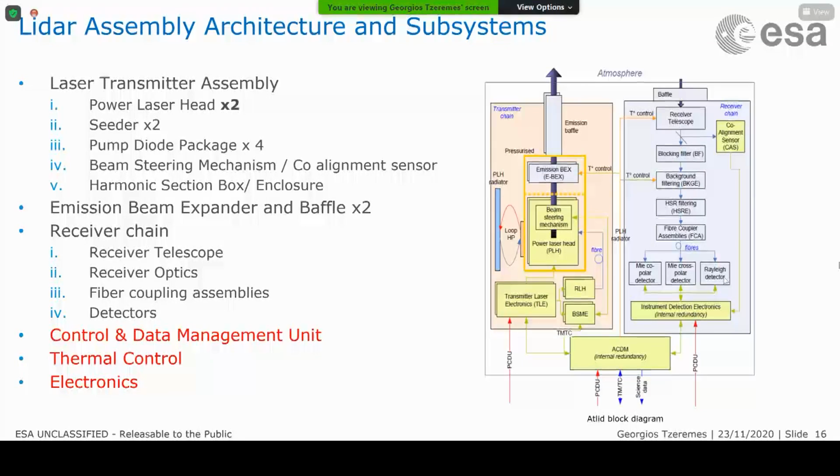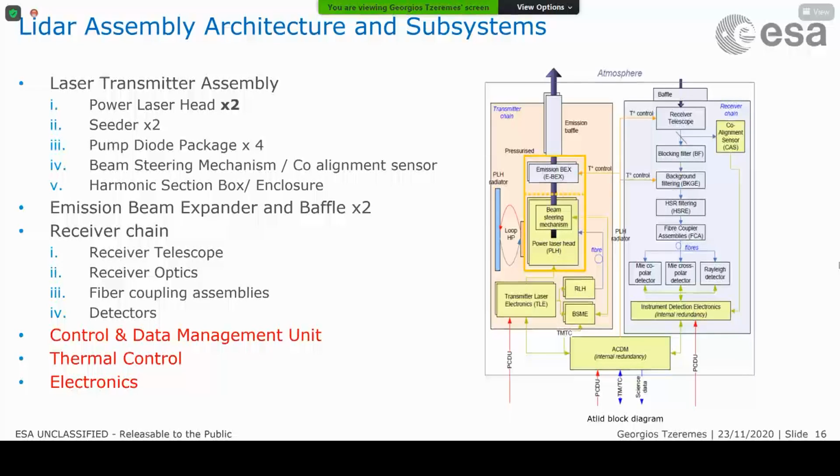Now I go quickly to the LIDAR architecture, the assembly architecture of the system and its subsystems. I'm going to focus now on the big size LIDARs for this slide. You can see here the ATLID building block diagram. Everything starts with the ACDM, which provides the control and the energy to the system. Then you have the transmitter laser electronics, TLE, which regulate two things. Apart from the laser head, which is the RLH, the reference laser head, it's not a trivial component. It's an extremely complex and expensive part of the instrument.